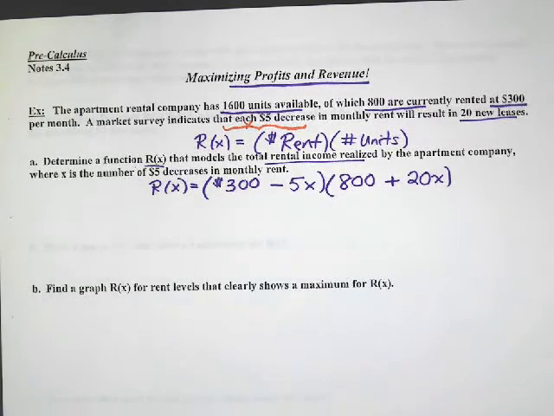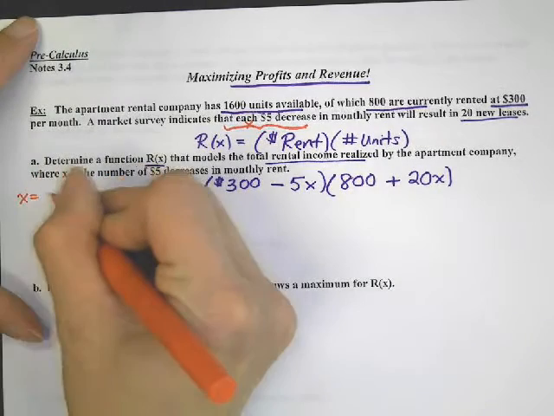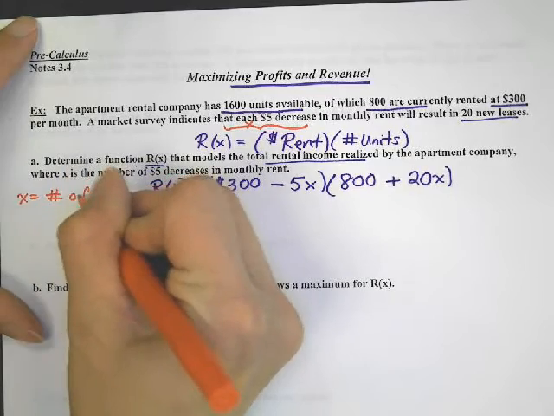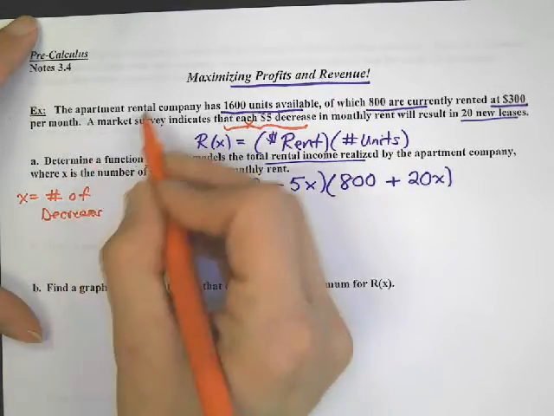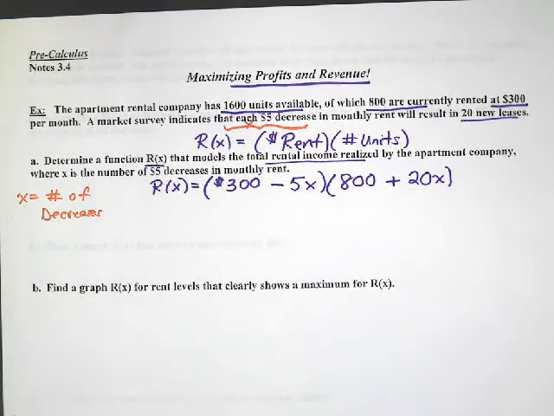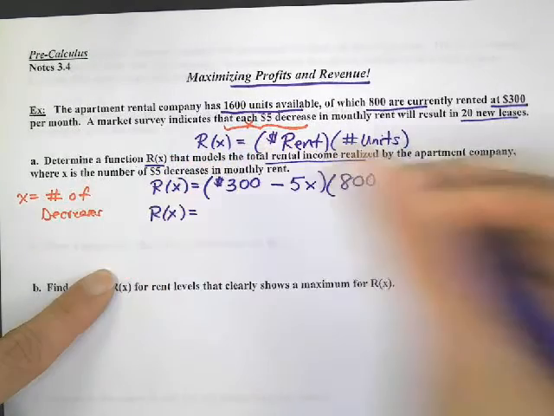Now we are going to have to multiply this out. Before I do that, though, I'm going to write here that X is the number of decreases. And you have to kind of look for that in the problem somewhere. But it's either decreases or increases. Okay, here comes the fun part.